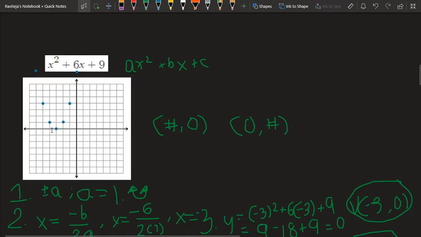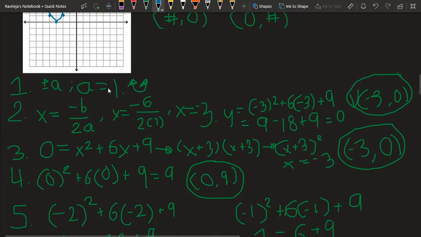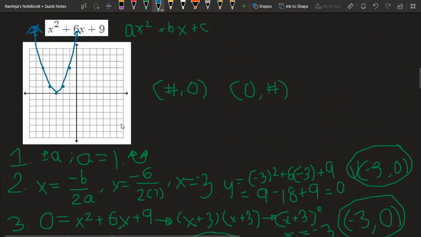So now that we have a bunch of points on our graph, let's just sketch our graph out. So like this on the left side, and something like this on the right. Okay, so there it is. That is our graph for the quadratic equation of x squared plus 6x plus 9. And we went over the 5 steps necessary to graph a quadratic equation.